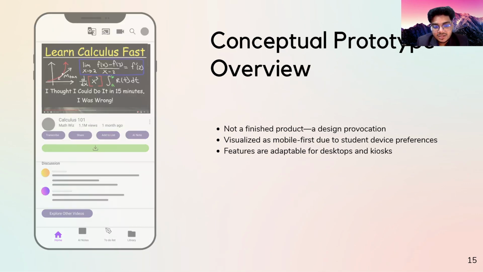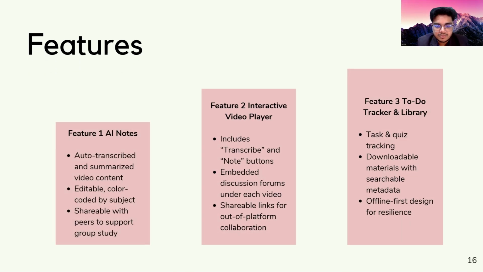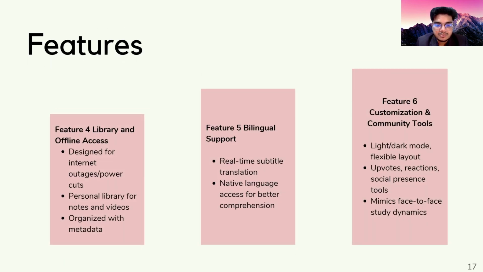The key features include AI notes, which will provide summarized, editable lecture notes that are translatable and shareable, an interactive video player, discussion threads, subtitles, and transcriptions built into each video. A to-do and tracker library is where students can track progress, download resources, and organize their learning. Offline access: for example, videos and notes can be downloaded for use during internet outages or power cuts.